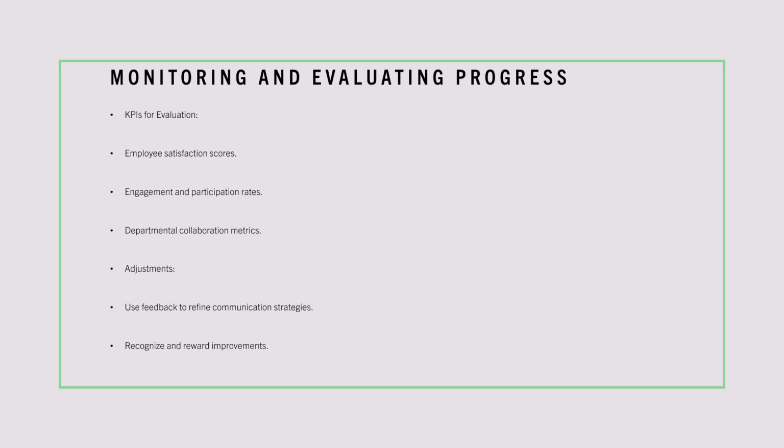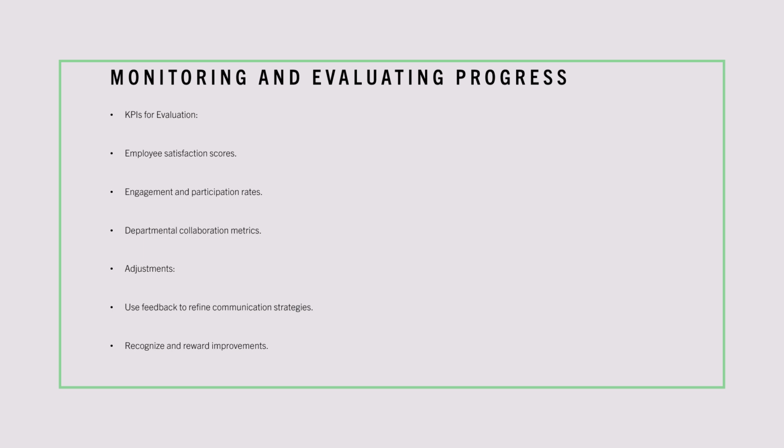Monitoring and evaluating progress. KPIs for evaluation. Employee satisfaction scores measured through regular pulse surveys, engagement and participation rates. Track attendance at optional meetings or training sessions. Departmental collaboration metrics: evaluate project success rates involving cross-functional teams. Adjustments: use feedback to refine communication strategies.